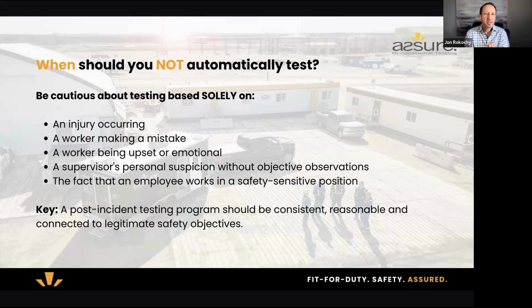So last bullet point there is be cautious about testing based solely on the fact that an employee works in a safety sensitive position. I want to highlight this one because who are we testing? Who do we conduct drug and alcohol tests on in the workplace? Canadian model says we're only testing those people who work in safety sensitive positions. But that alone isn't enough. You can't say, you got in an accident? Oh, and you're safety sensitive? Test. You got in an accident and you're safety sensitive and reasonable grounds to believe substances may have been a contributing factor. That's such an important key.